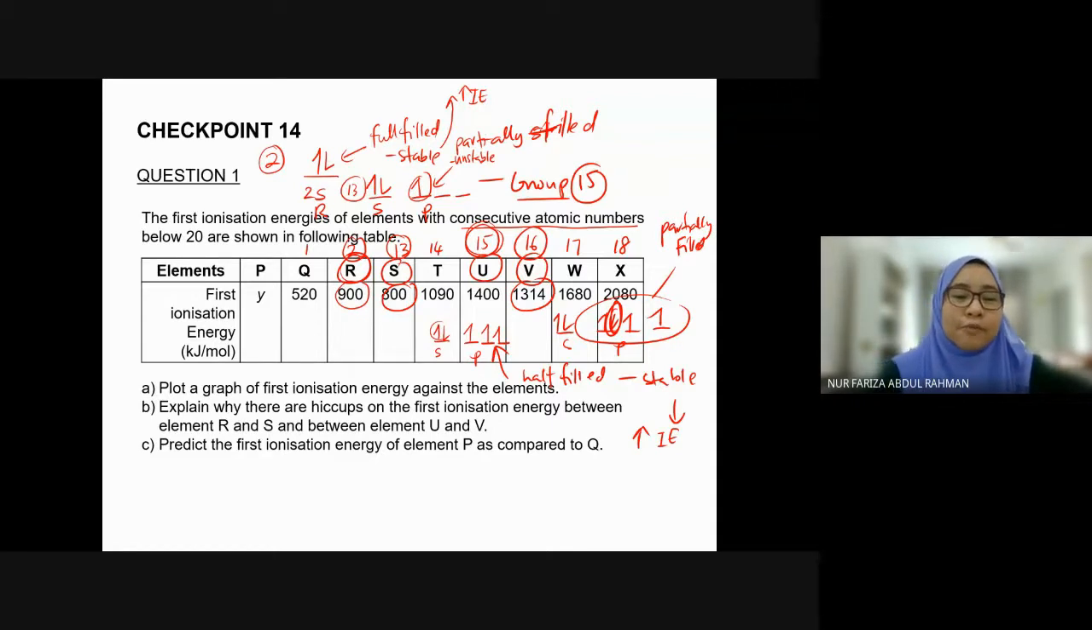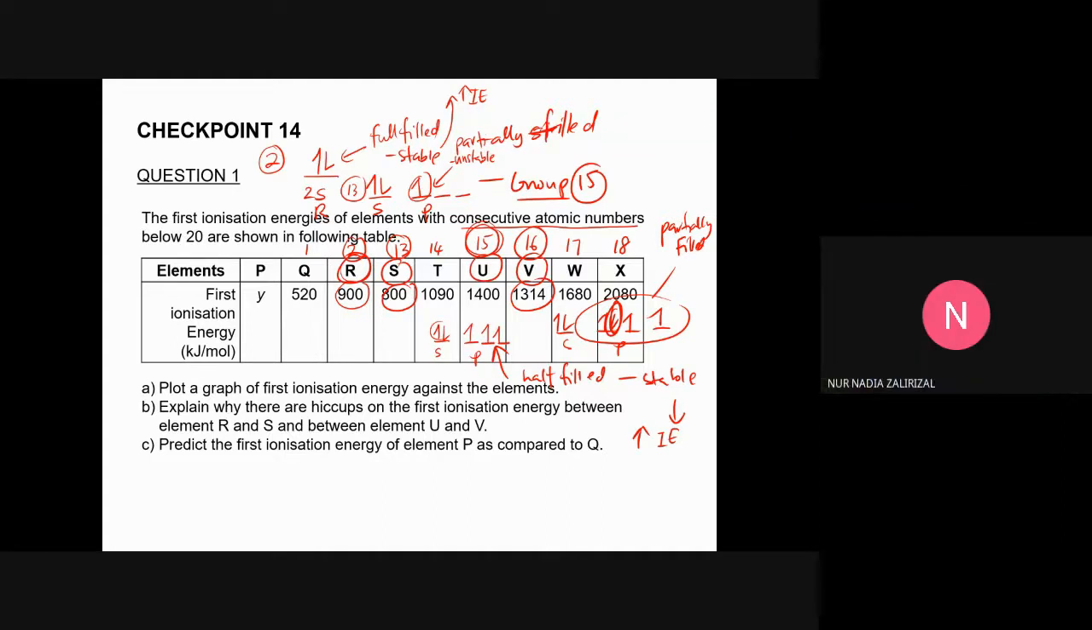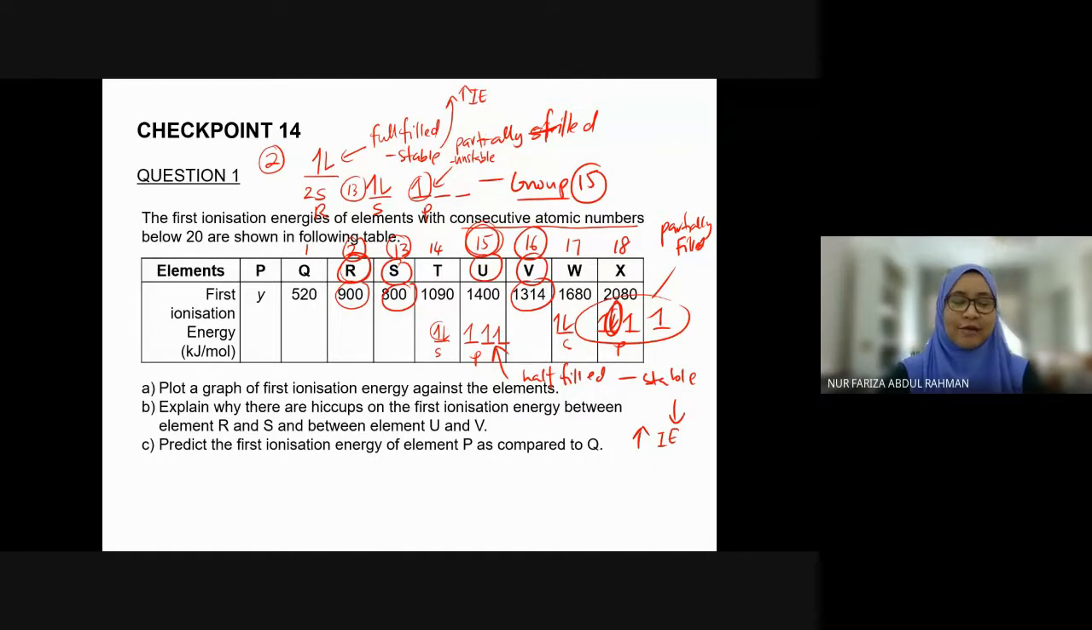How many of you predict that the ionization energy for P is higher than Q? How many? Siapa yang boleh respon? Predict higher than Q? Anyone? Ada? Tak ada? Okay. Siapa yang predict lower than Q? Saya. Okay, ramai je tu lower than Q. Alright.